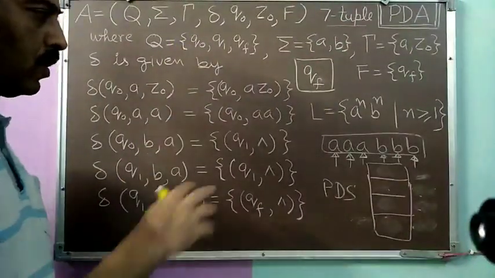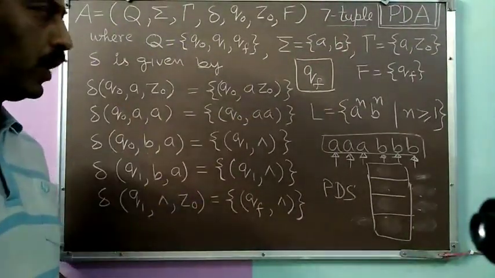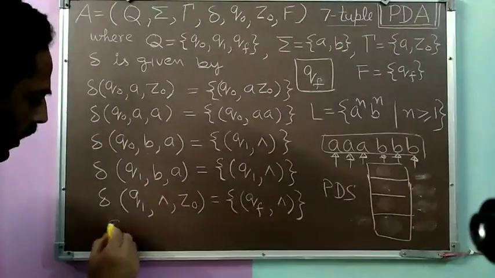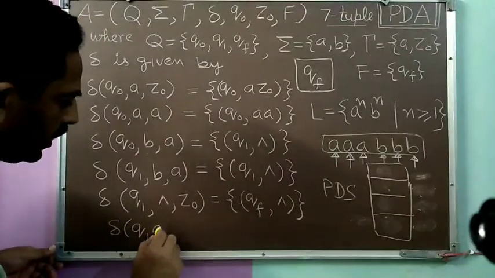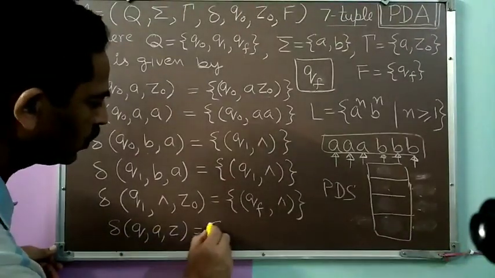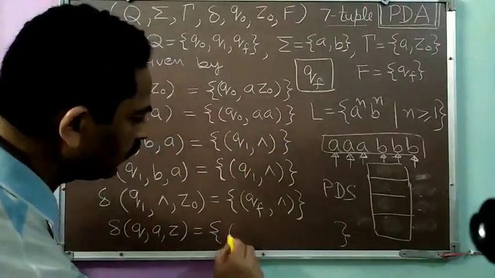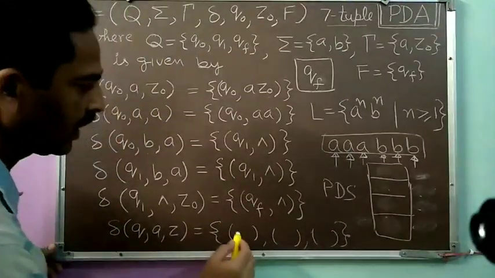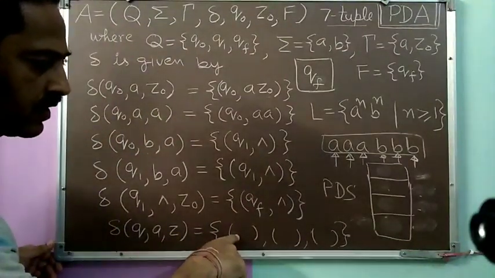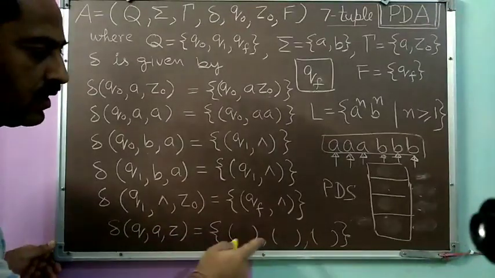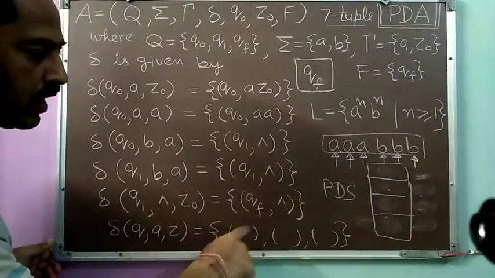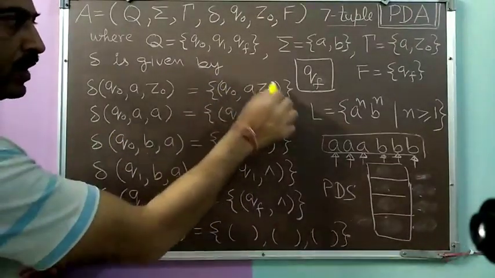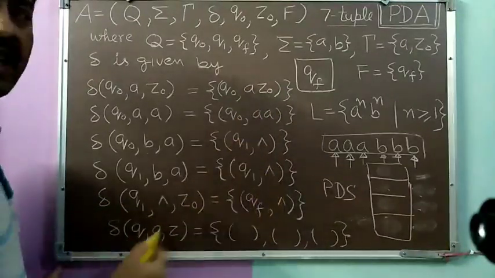With this example, I also want to demonstrate one very important point. As we have discussed, our transition function is of the form delta Q A Z is equal to a set of pairs, and each pair will have two things. The first thing is the state, and another thing is a string which we can write over the pushdown store. Here in our example, we are always having a single pair.